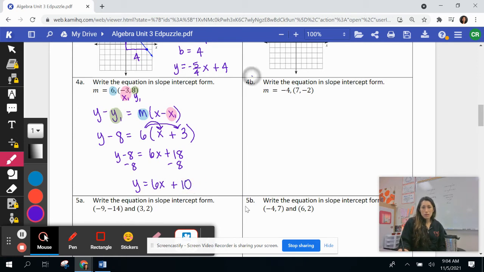Okay, go ahead and give me the equation for b in slope-intercept form.